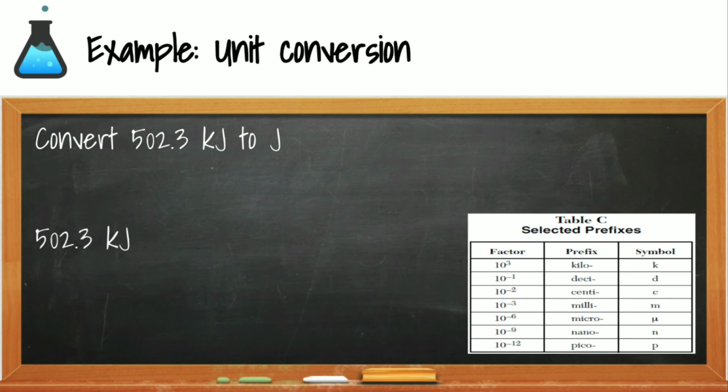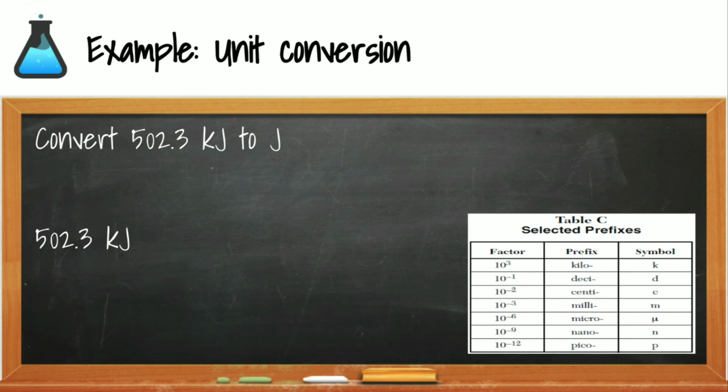So here in this problem, we want to convert between kilojoules and joules. We know that joules is a base unit because joules only has one capital letter. So most of the base units only have one letter. And then here we have the kilojoule. Now on reference table C, we can see kilo are 10 to the third joules. So there are 10 to the third joules, base units, in 1 kilojoule.